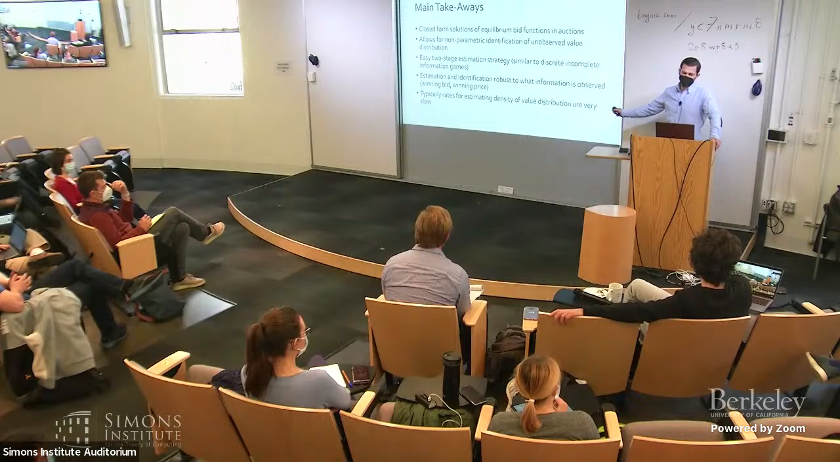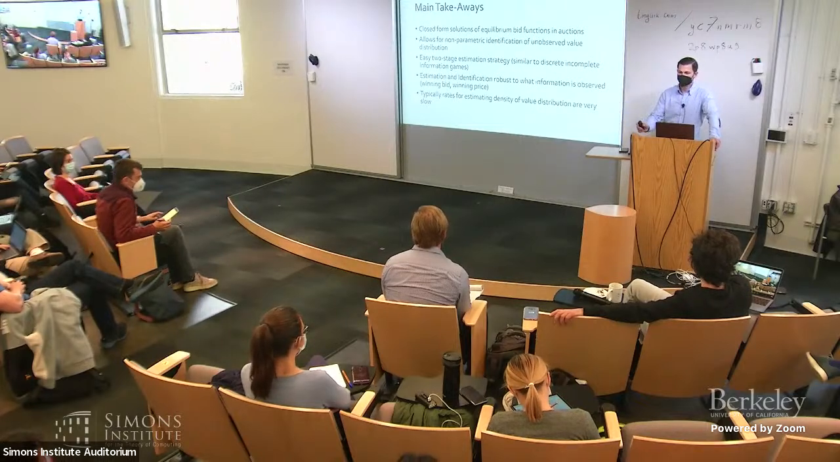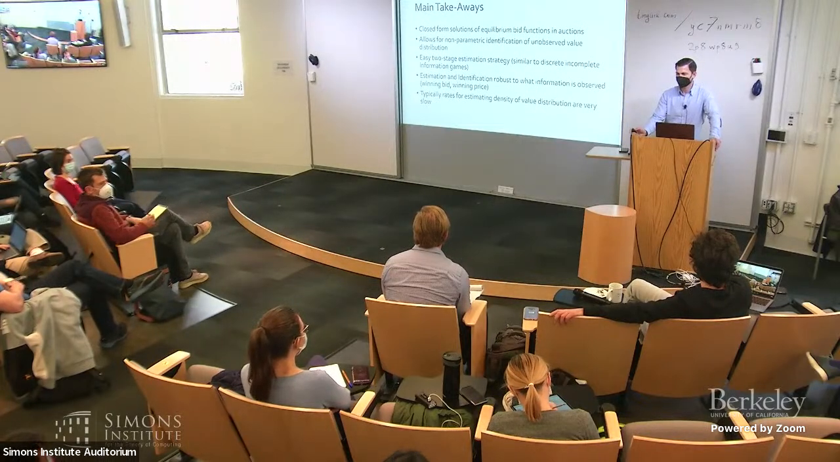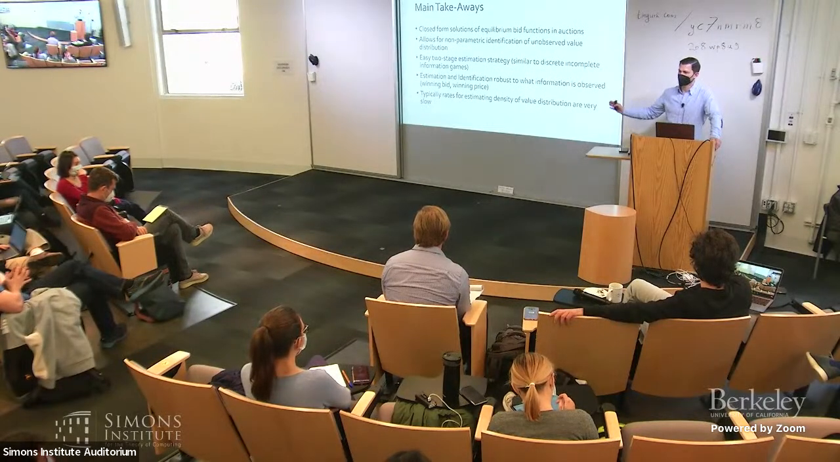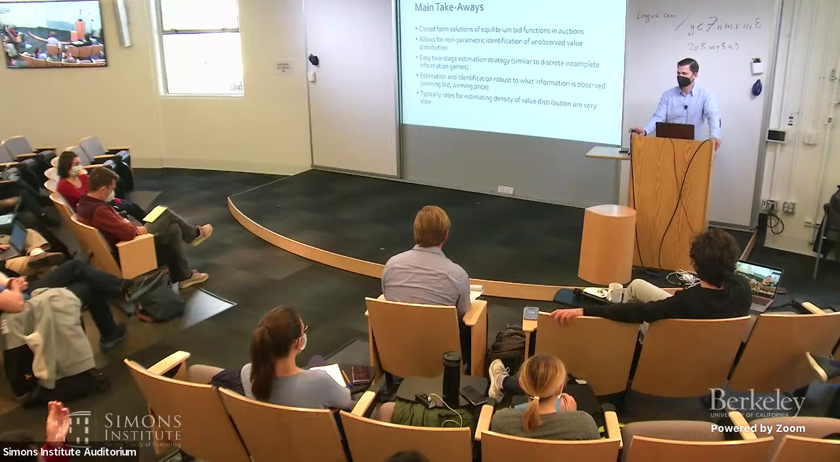And then the rates for estimating the density of the value distribution are typically quite slow. So that's the drawback of these approaches. But look at the uniform convergence rate of the density.